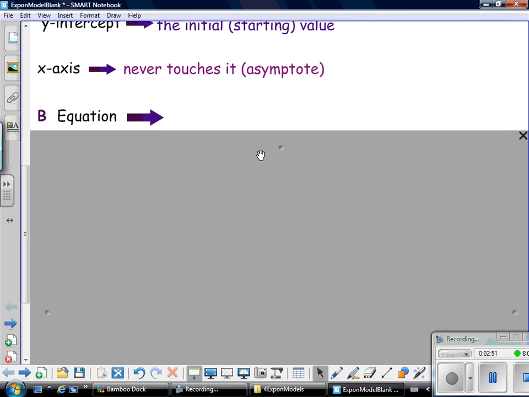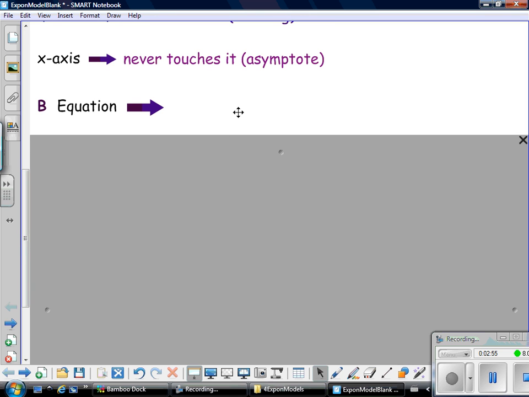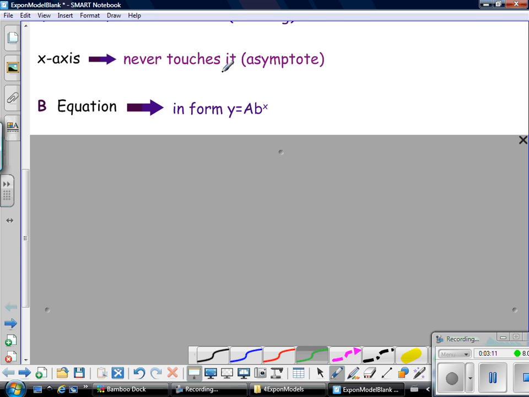When we're looking at an equation, again, a little bit different, it will be in the form y equals a b to the x. Sometimes that a is 1, so you don't see two numbers over here, but what's really important for you to watch out for is that the one variable, x, is an exponent.